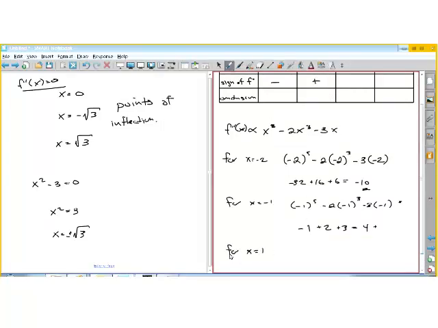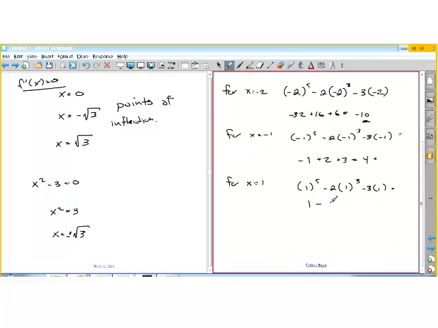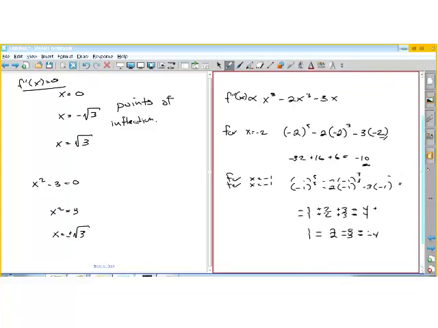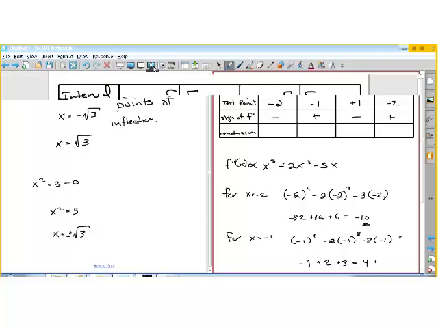For x equals +1, we'll get 1 to the 5th minus 2 times 1 cubed minus 3 times 1, which is 1 minus 2 minus 3, which is -4. So at x equals 1, you get negative. And again, you can use this order of magnitude argument. When x gets really positive, these terms become insignificant relative to the first term. And something positive raised to the 5th power is positive.